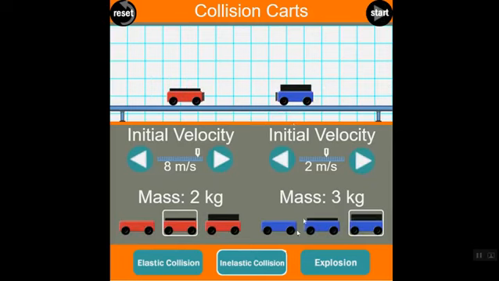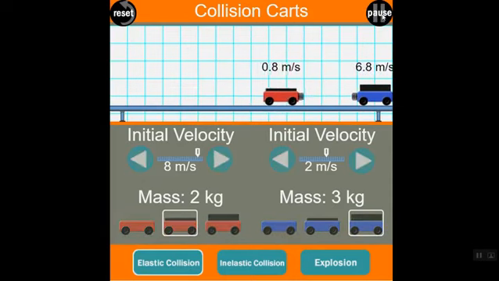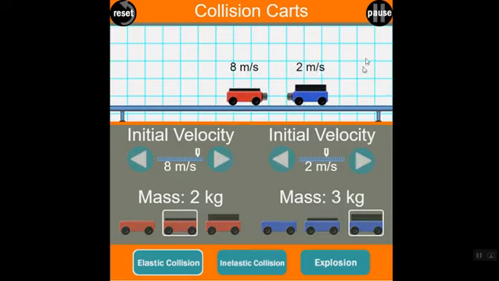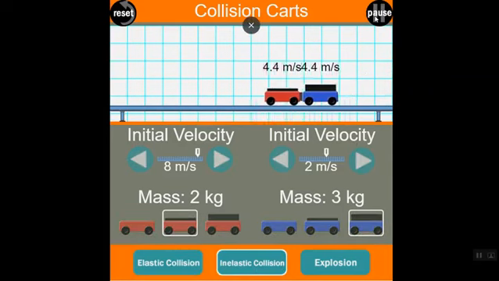Okay, we could have also done the same thing, but we could have made it a collision. So they're driving and then they bounce back. This one travels slower, this one goes faster. So that's the difference between an elastic collision and an inelastic collision.